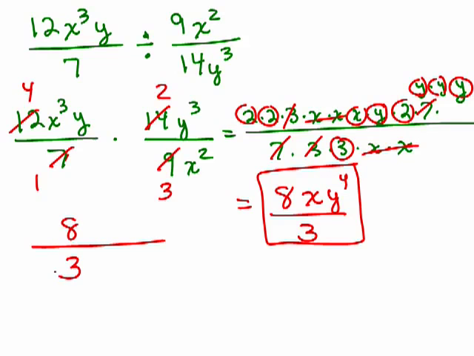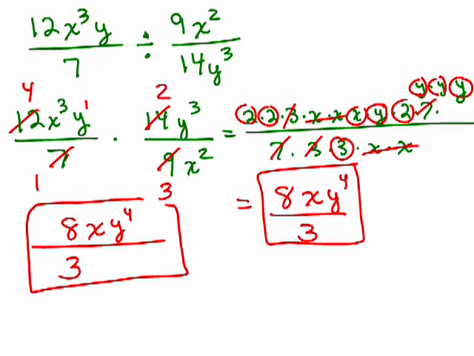Now let's work with variables. I've got x cubed over x squared, so we're going to subtract exponents. That gives me an x in the numerator. And then I have a y times a y cubed, so you add exponents. That's going to be y to the 4th. So we get the same answer. The main thing is to first multiply by the reciprocal.